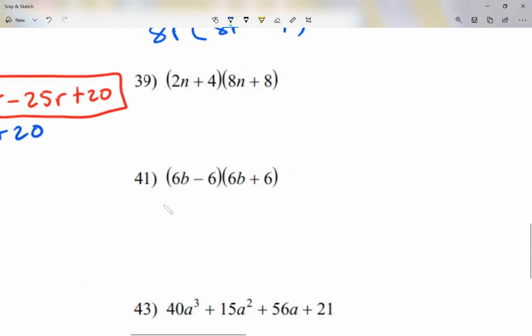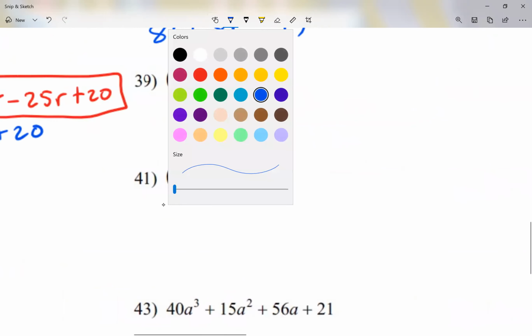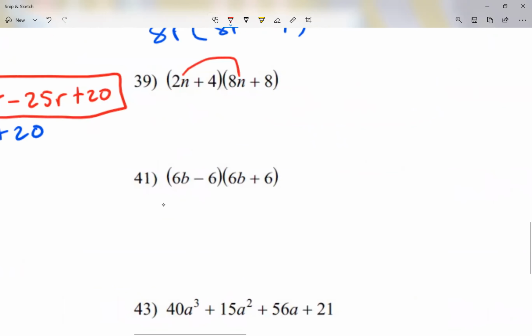All right, number 39. Let me distribute the 2n to the second parentheses. So 2n times 8n, that gives me 16n squared. Notice for the 2 times 8, I multiplied 2 times 8. And for letters, I just added the exponents, right? That's how we multiplied. And then 2n times 8, that gives me 16n.